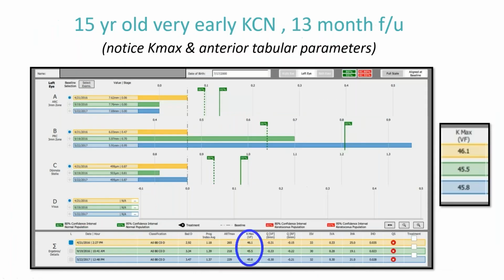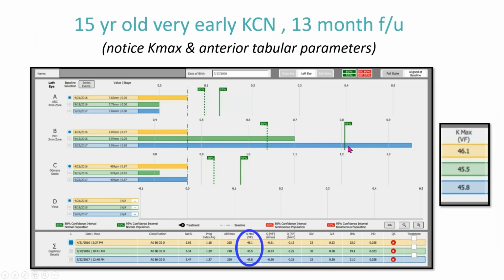But let's look at another example. Here is a 15-year-old, very early keratoconus. If you look at the bad Ds, they're on the order of about 3. And if you look at the anterior surface, there's absolutely no change. And here we're using the green gates because it's a young patient with early disease. But look at the back surface. By the second exam, we're past the 80% confidence interval. And by the third exam, we're well past the 95% confidence interval.